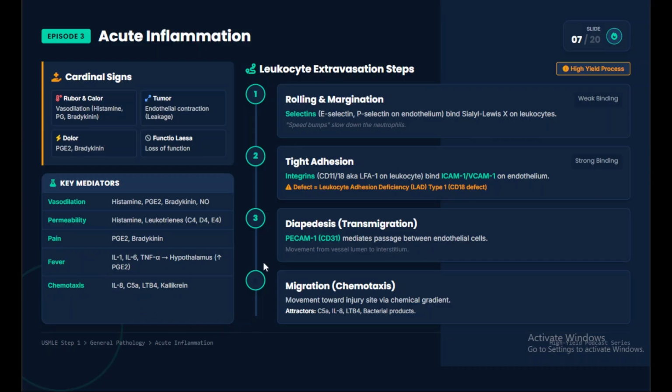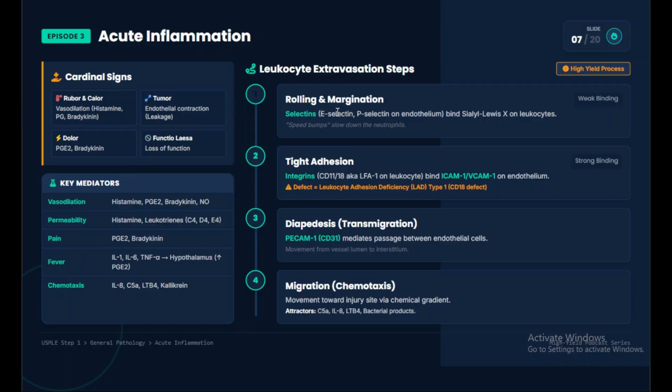So now let's talk about rolling and migration, and these are all the steps of acute inflammation. Once we are good with it, you're good with everything for the general pathology. Keep in mind this is one of the highest yield processes in pathology, so I need you to pay attention. Leukocytes just don't jump into the tissue. They follow a stepwise and highly coordinated process.